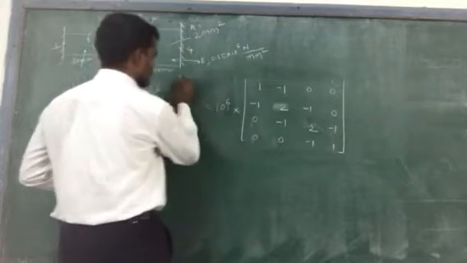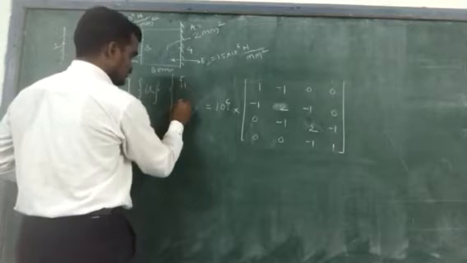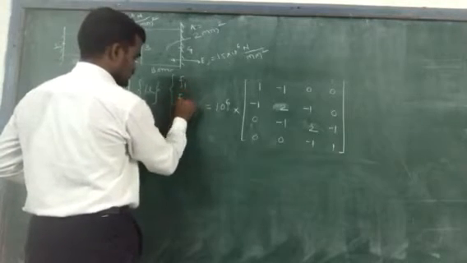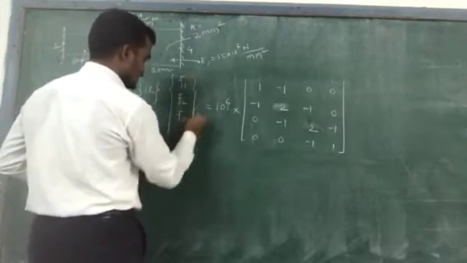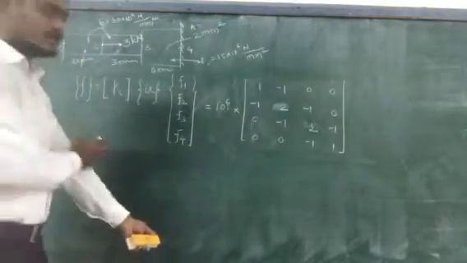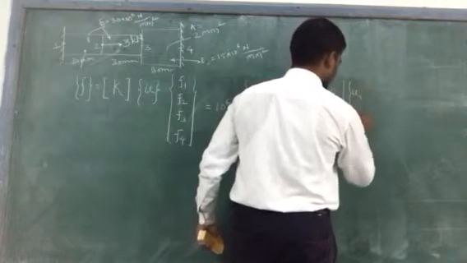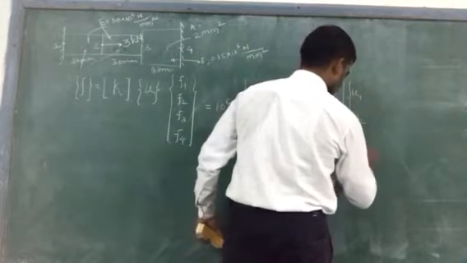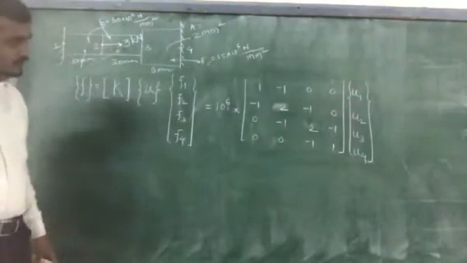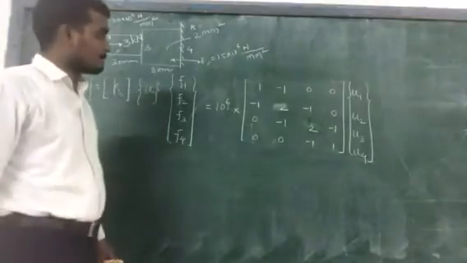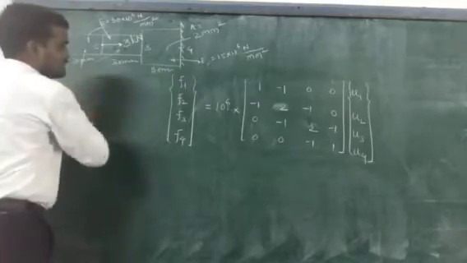By using this global sequence matrix itself, we can write our force displacement relationship. As we know that there are four nodes, there must be four nodal forces. So in this way you can write your force displacement relationship, here U1, U2, U3 and U4. In this way you can write this force and displacement relationship. Now, next thing is what?